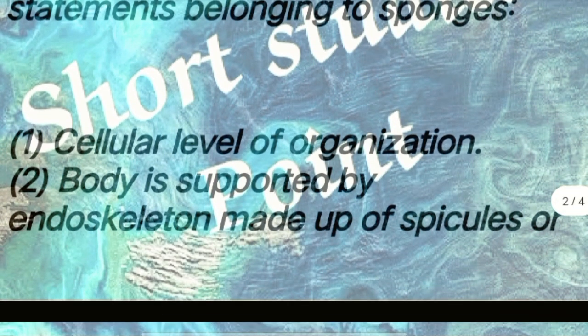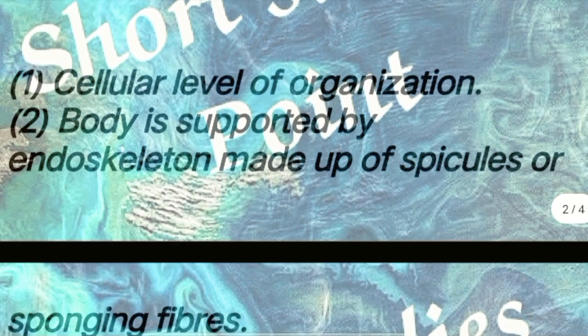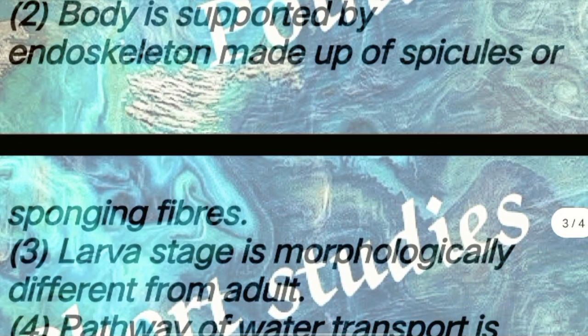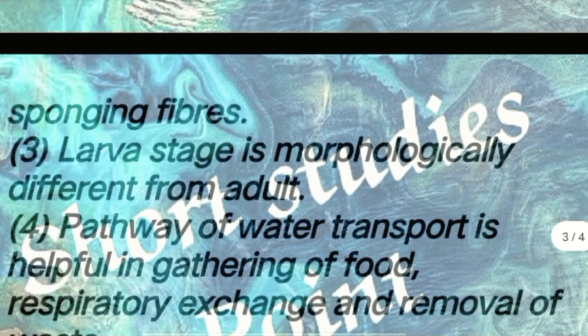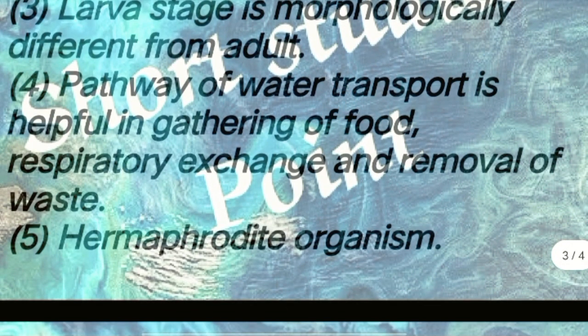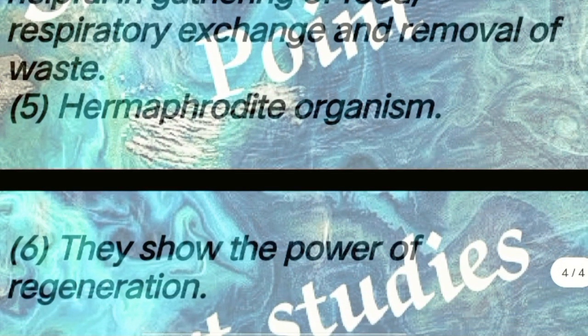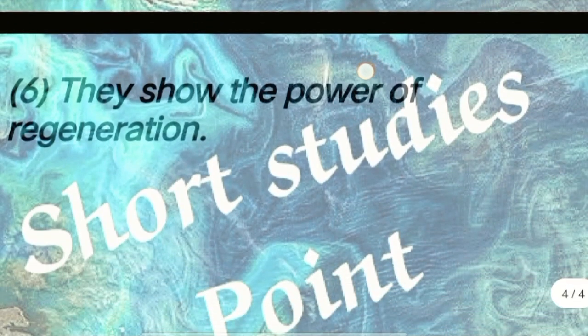Answer: cellular level of organization. Two, body is supported by an endoskeleton made up of spicules or sponging fibers. And third, larval stage is morphologically different from adult. And four, pathway of water transport is helpful in gathering of food, respiratory exchange and removal of waste. And five, hermaphrodite organism. And six, they show the power of regeneration.